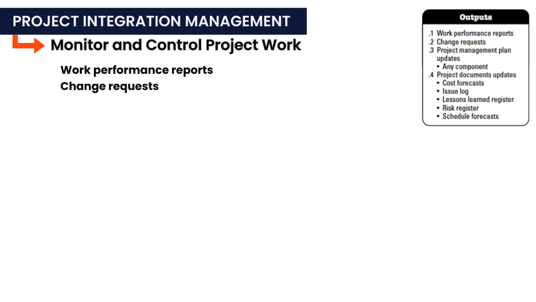The next output is change requests. During the process of monitoring and controlling, the project manager may identify the need for corrective actions, preventive actions, or defect repairs. For example, if the project is 20% over budget, the project manager would initiate a change request to secure additional funds, that is corrective action. Once a change request is initiated, the project manager follows the perform integrated change control process to obtain approval.